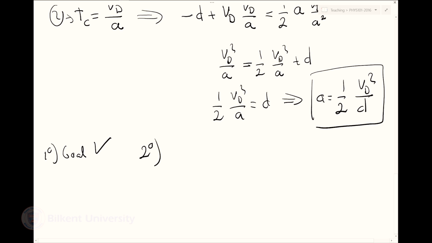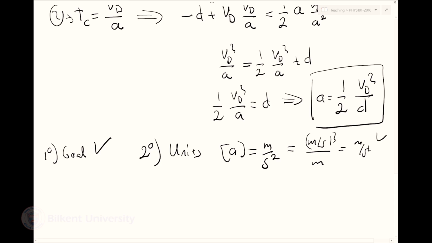The second thing was checking the units. What should be the unit of A? A should be meters per second square. On the right hand side, what do I have? VD square, which is meter per second square, divided by D, which is meters. So it's going to give me meters per second square. So the units also make sense.